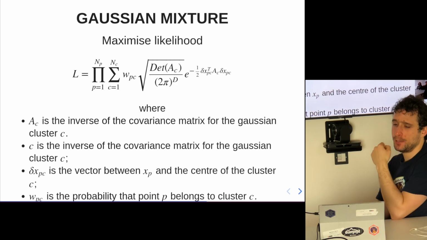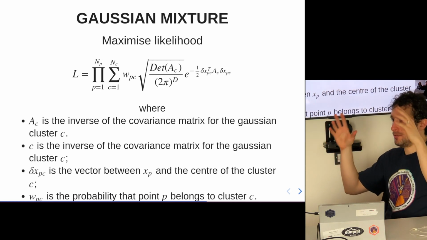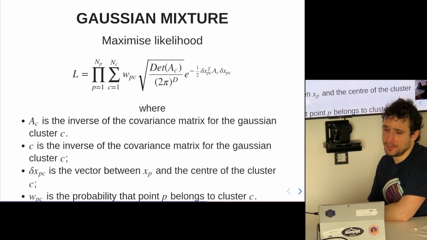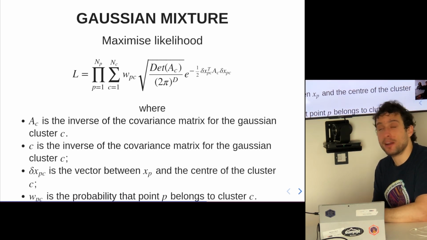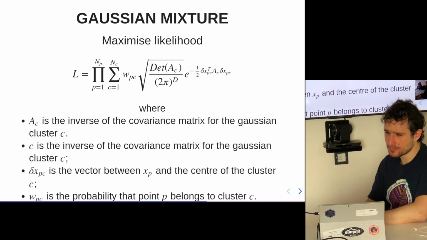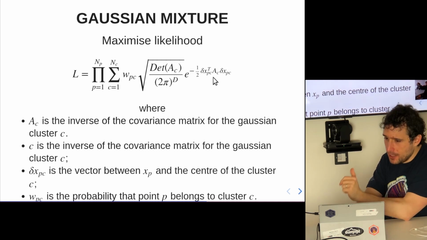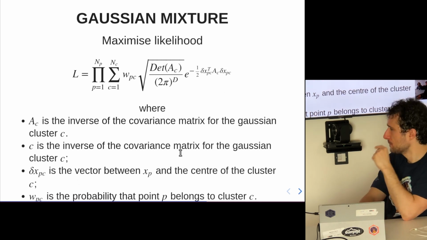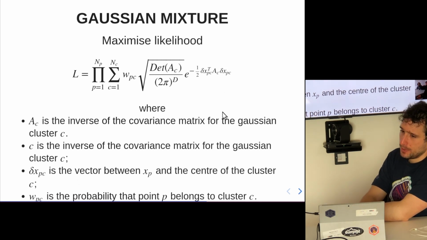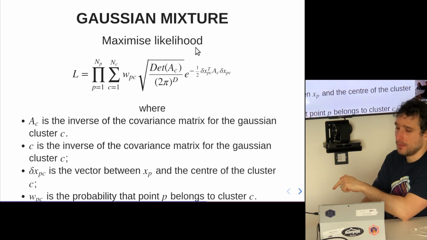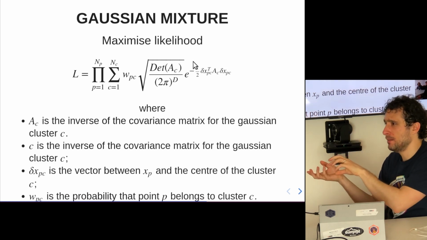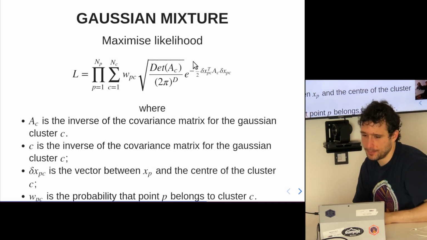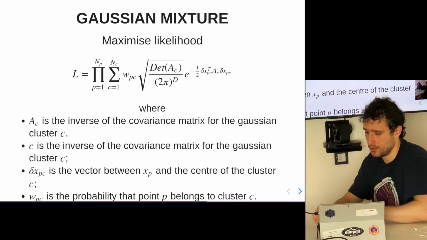Basically, I want to take the data as given, as the input, as a fixed set of information. Then I want to compute this quantity as a function of the covariance matrix and the centers, which are not shown here. And I want to maximize this as a function of A, the covariance matrix, and the position of the Gaussians, the centers of the clusters.